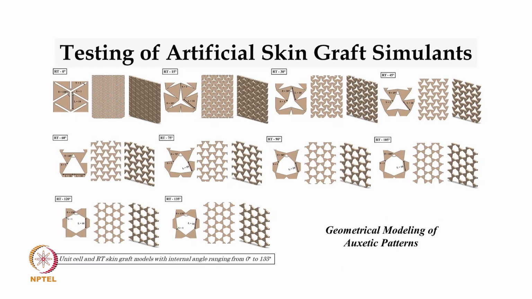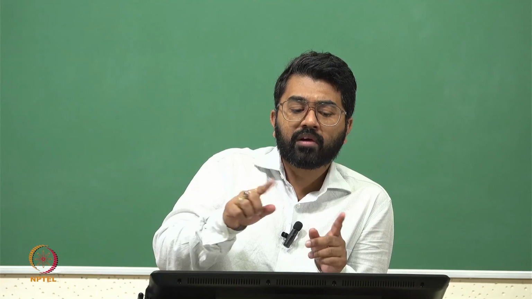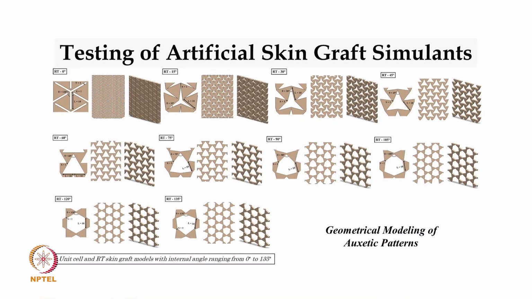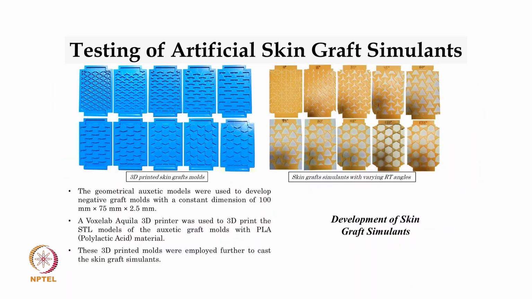Let's go further. These are the different designs of auxetic rotating triangle shapes which we developed. The first picture in any design is the unit cell, which is the primary unit of this, and on the second and third pictures you're looking at the overall sample where all these unit cell patterns are distributed, right? The rotating triangle is nothing but a triangle which opens up, right? At 0 degrees it is completely like a Y shaped pattern. At 135 degrees it's almost like a hexagon, right? This is the geometrical modeling of the auxetic patterns.